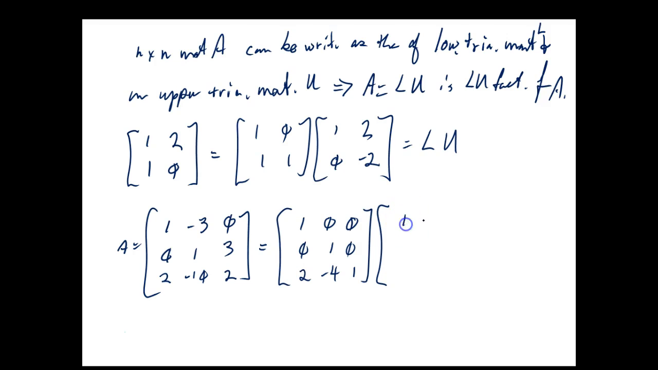(1 -3 0) (0 1 3) (0 0 14). That's certainly a product. It's a lower times an upper.